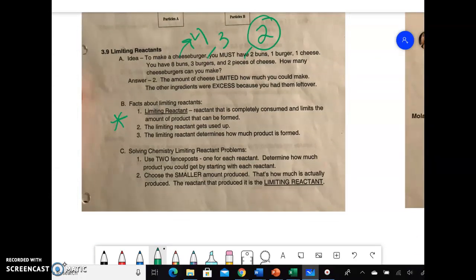So again, it's kind of like the weakest link, because once you have the smallest amount, that's the most that you can make. From that smallest amount, the reactant that produced it is called the limiting reactant.